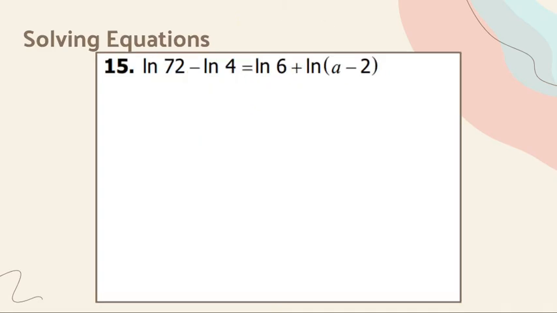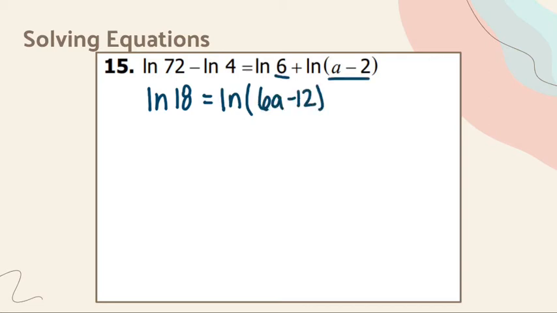All right, for number 15, you have to condense before you can evaluate. So we are going to have log equals log, but right now we have too many logs. So subtraction condenses to division. So we're going to get natural log of 18 because 72 divided by 4 is 18. On the right side, addition condenses to multiplication. So we will get natural log of 6a minus 12 because that's what 6 times a minus 2 gives us.